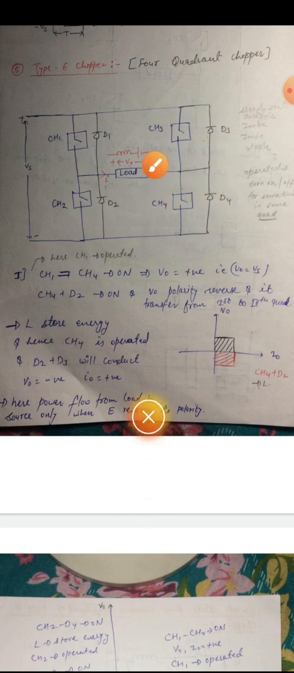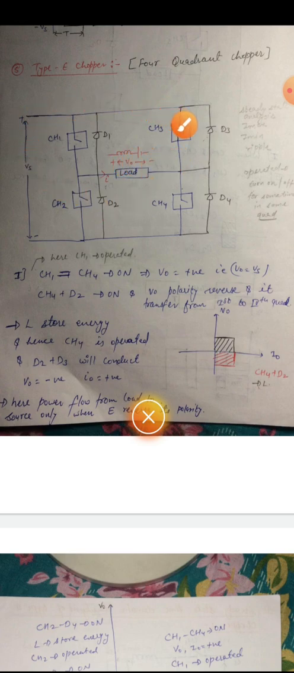Now consider this EMF as an opposite polarity, here plus and here minus. Consider this EMF load of opposite polarity. The negative will be acting as a positive, the bigger one, and the positive will be acting as a negative, the smaller one. So this is the load.